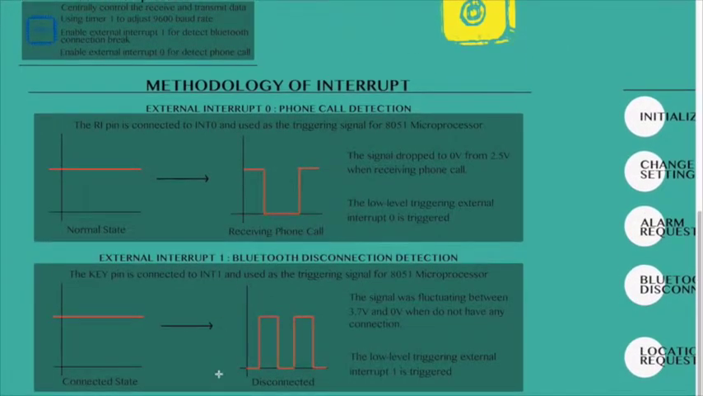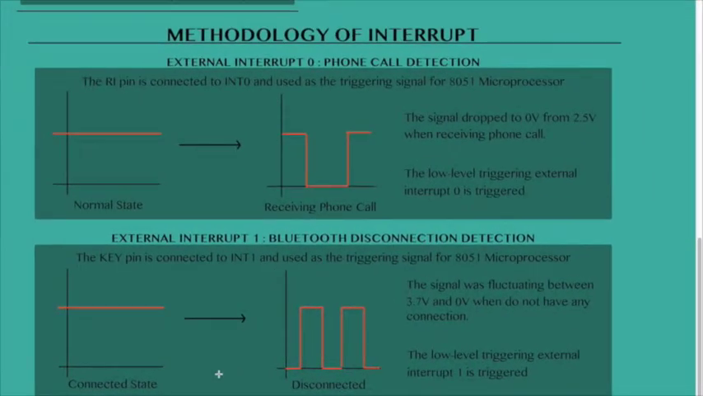For the methodology of interrupt, external interrupt 0 is to detect phone call. How do we do that? The RIP is responsible for the phone call. When there is no phone call, it remains in high level. That means the normal state. When receiving a phone call, it will drop to 0 volt, and this is called low level. The change to low level triggers the interrupt. So the 8051 microprocessor would trigger the external interrupt 0 and then do the program we assigned.